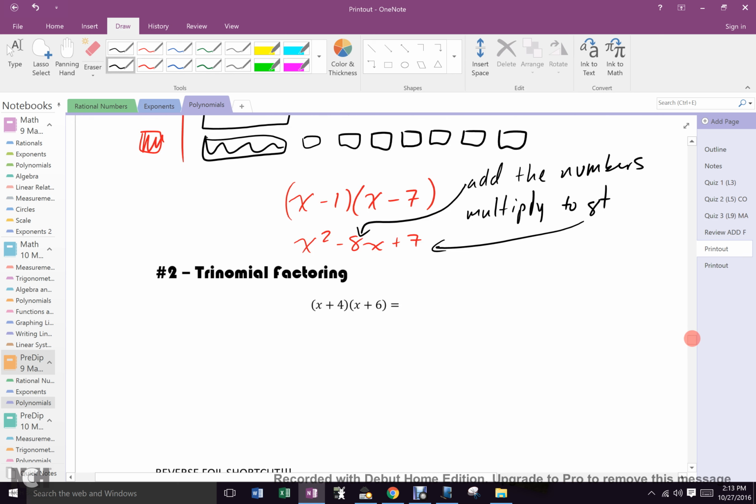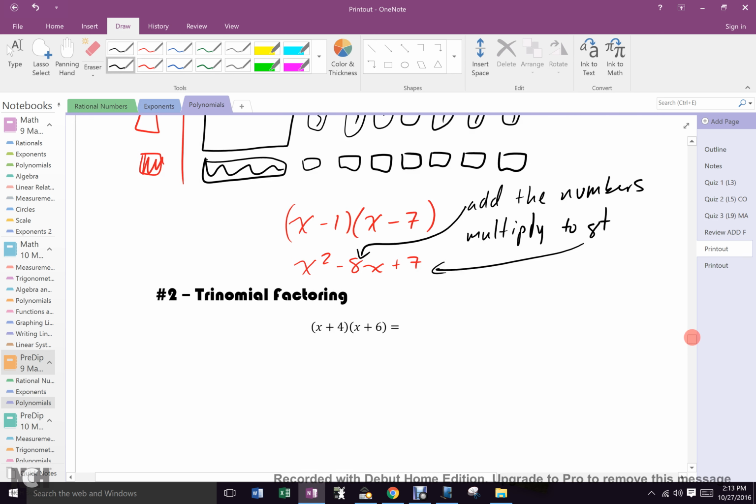So, remember that. Keep it in your head. Expand that properly. What should I do with that if you weren't in my class and I hadn't given you that shortcut? What would you do? FOIL. So what would you do? X squared plus 6x plus 4x plus 24. Right? And then you would add it up. X squared plus 10x plus 24.